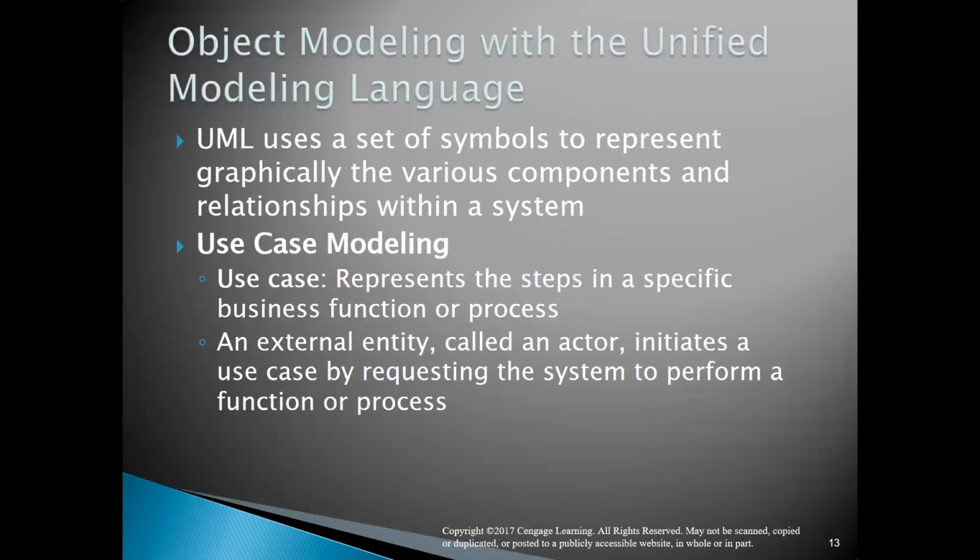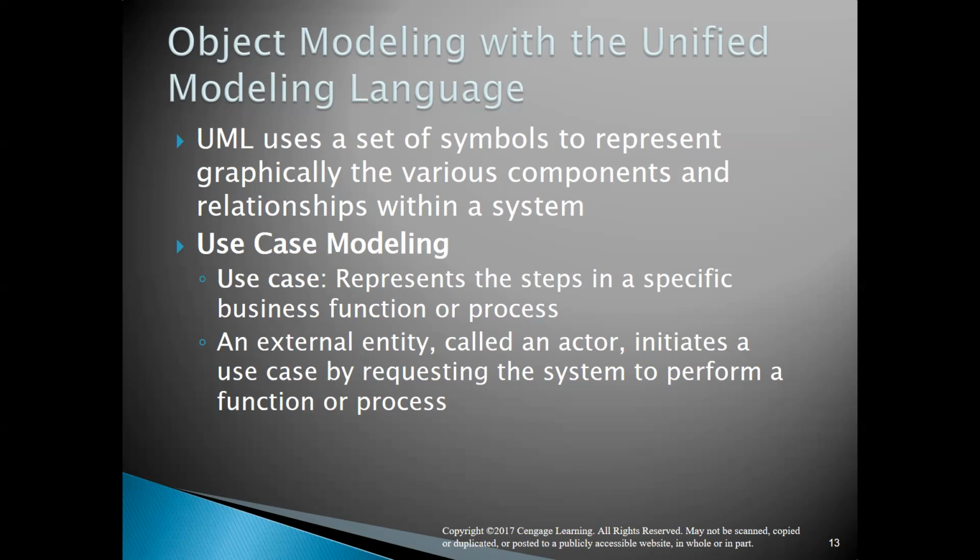Now, object modeling with the unified modeling language. UML uses a set of symbols to represent graphically the various components and relationships within a system. True. Now, if you look at the definition that we looked at for UML, we said visually showing your information system and the interaction between the objects within the system. So how does UML do it? Through the use of certain symbols and certain objects.